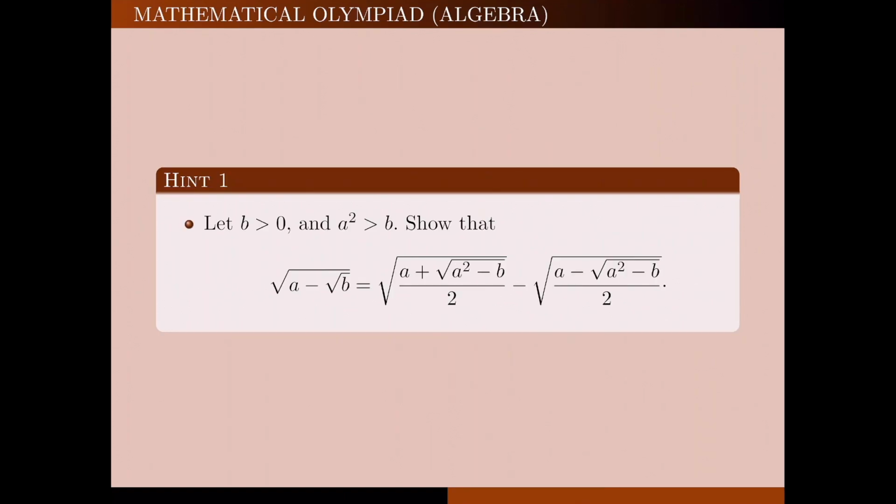This is the first hint. If b is positive and a squared is greater than b, first of all try to prove this equality. The square root of a minus the square root of b can be written in this form. On the next slide, as I mentioned earlier, I will show you the second hint. So if you don't want to see that, please pause the video at this point.